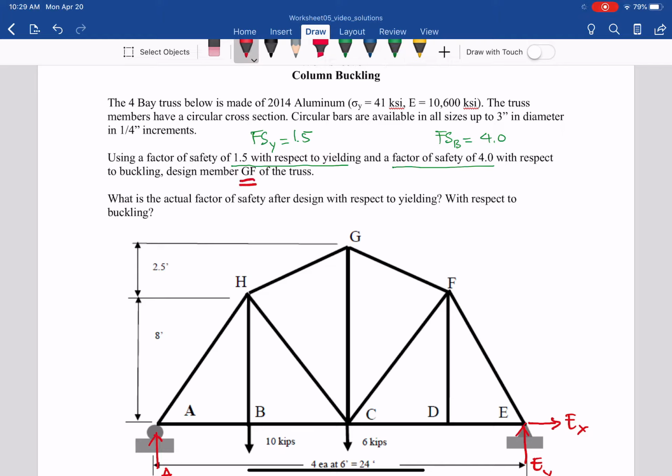What is the actual factor of safety after design, with respect to yielding and with respect to buckling? Basically, after you design and select the diameter, you go back and check the actual factor of safety. The factor of safety after design has to be greater than or equal to the given factor of safety.